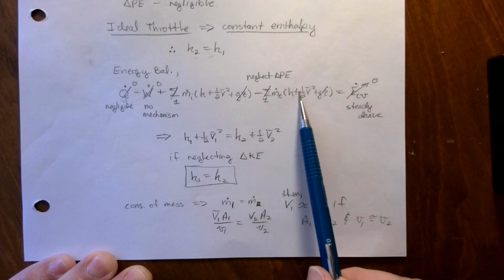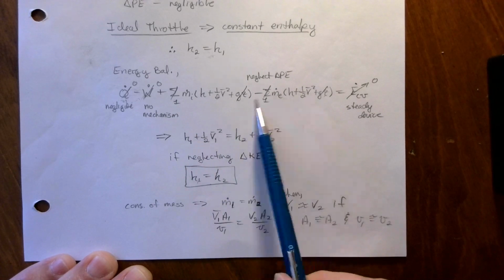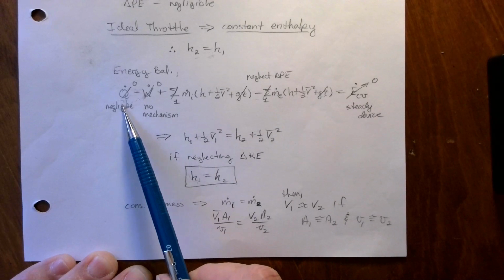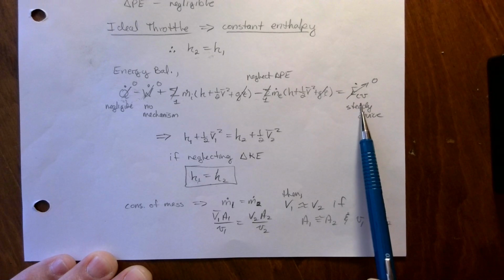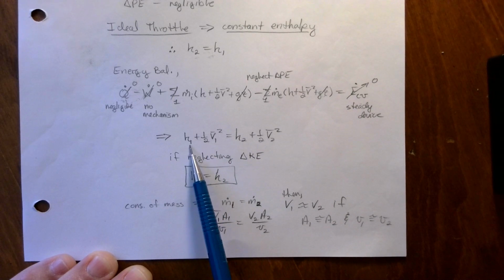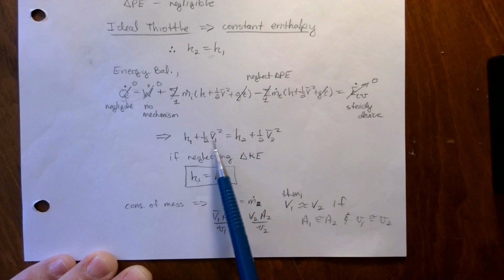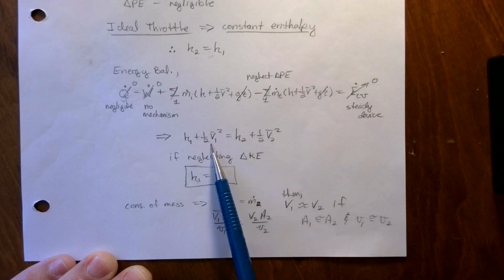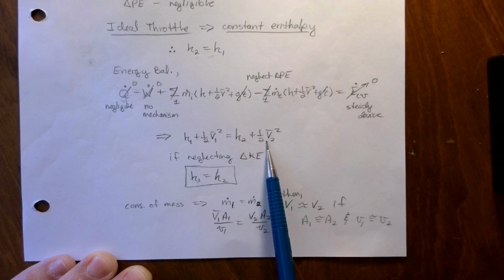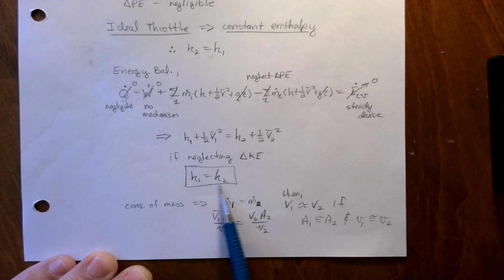Right, here are the advection terms. I'm neglecting potential energy first. Negligible heat transfer, no mechanism for power. It's steady state, so that side is gone. So we have this to begin with, and then if we also neglect the kinetic energy, there's also no phase change to worry about. We can neglect the potential energy. So the ideal case is H2 equals H1. That's all that's left of the energy equation.